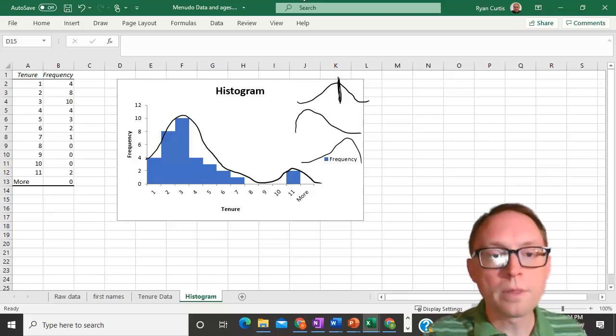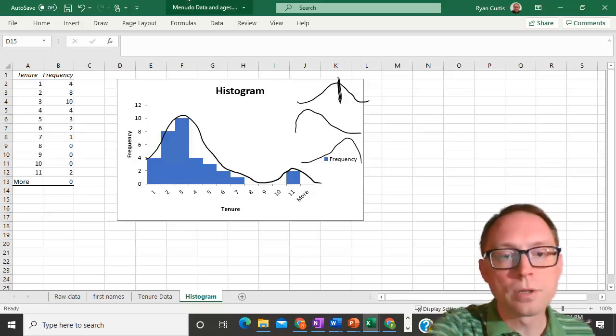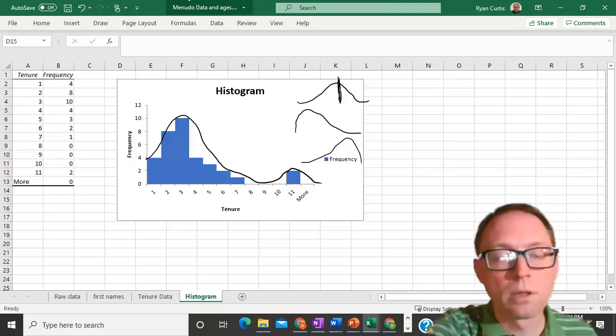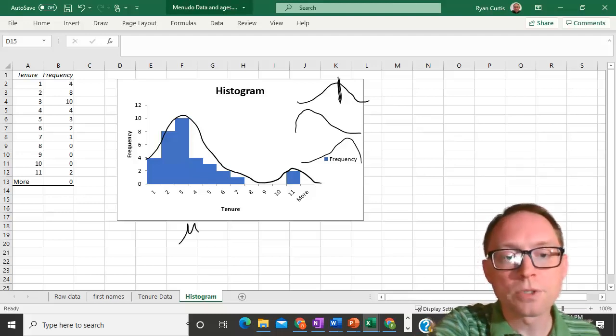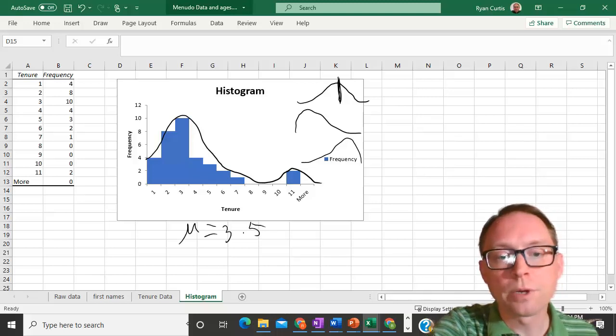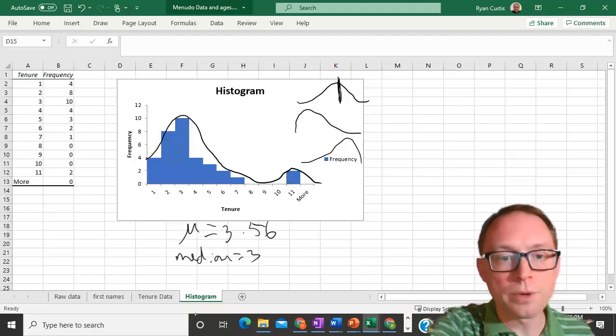If you remember, the average, the mean, for this distribution was 3.56, so mu equals 3.56. But the median is 3. And you can see right here that the most frequent value that we've got is 3. So you can see the mode equals 3. All right.